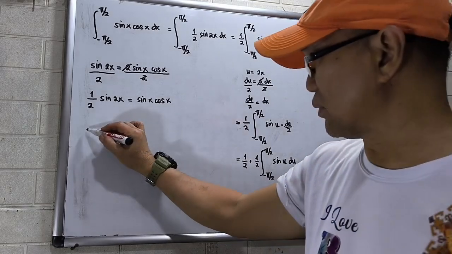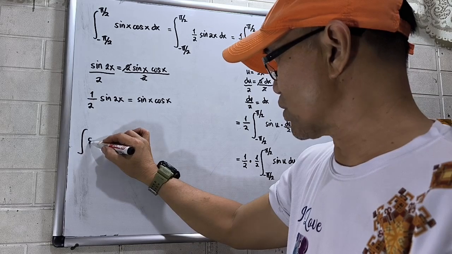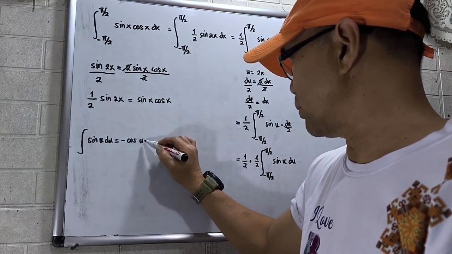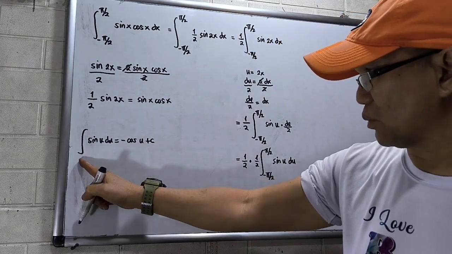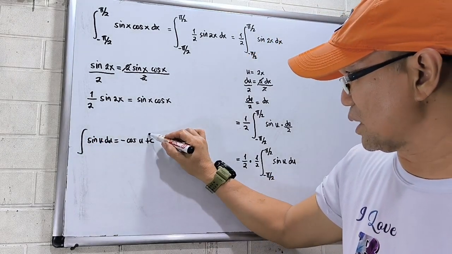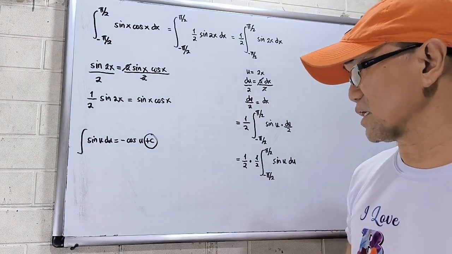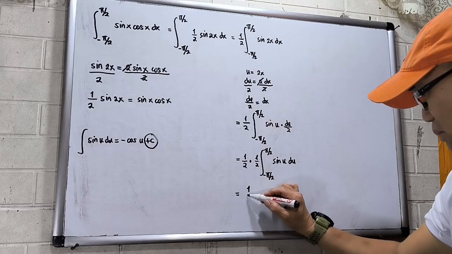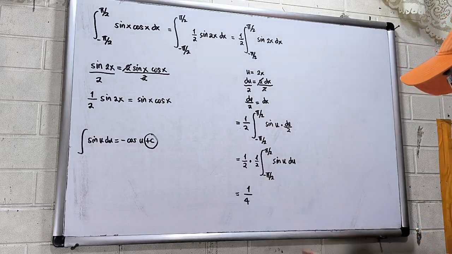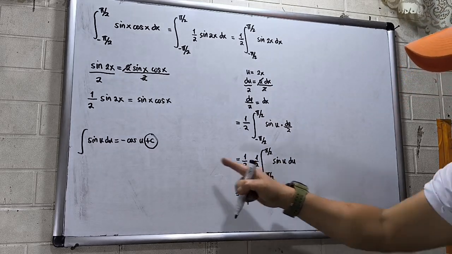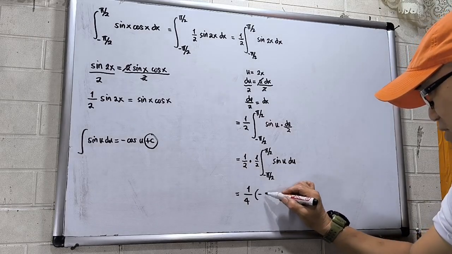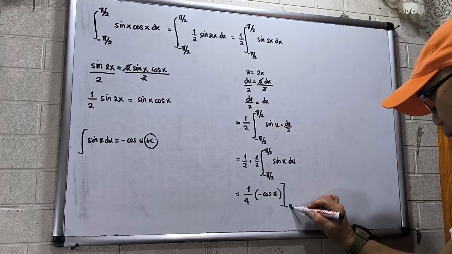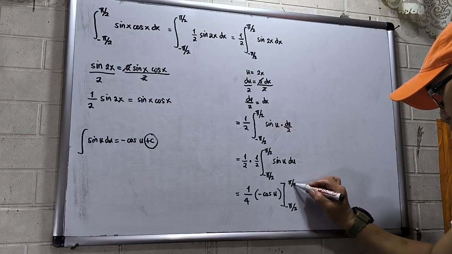Note that in our basic integral calculus formula, the integral of sine u du is equal to negative cosine u plus c. This is indefinite, we don't have limits, so that's why we need this arbitrary constant. That's why I wrote plus c. So 1 times 1 is 1, 2 times 2 is 4. Then the integral of sine u du is negative cosine u, with limits from negative pi over 2 to positive pi over 2.